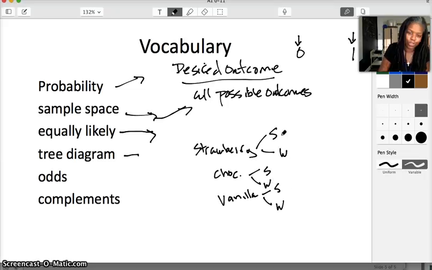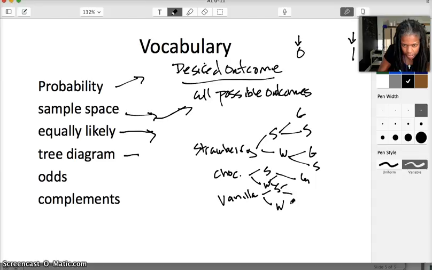And then you can choose your toppings. Let's say gummy bears or sprinkles. I don't know why you would put gummy bears on top of ice cream, but whatever. So you got gummy bears or sprinkles, and I would do that for each of these. And doing that lets me know all the possible paths, all the possible choices. So this is a helpful way for counting all possibilities.